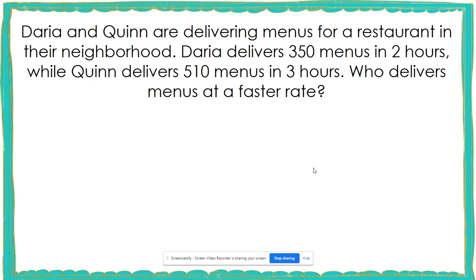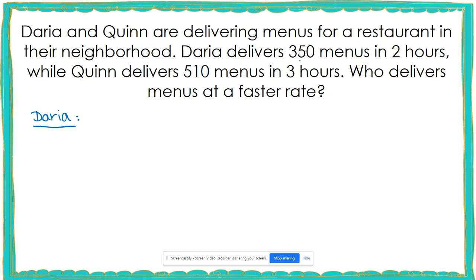Next, Daria and Quinn are delivering menus for a restaurant in their neighborhood. Daria delivers 350 menus in 2 hours, while Quinn delivers 510 menus in 3 hours. Who delivers menus at a faster rate? Well, again, we need to know how many menus per hour each of these people can deliver. So we're going to look at Daria first.